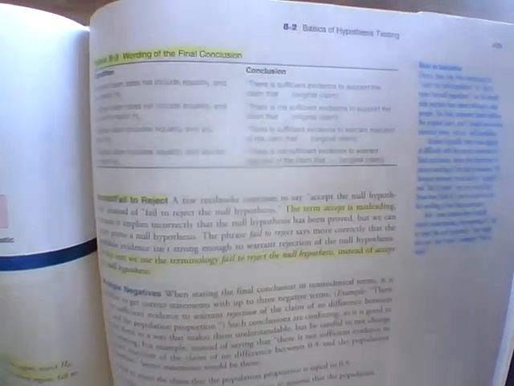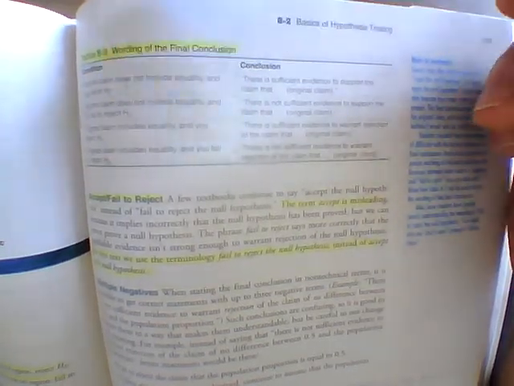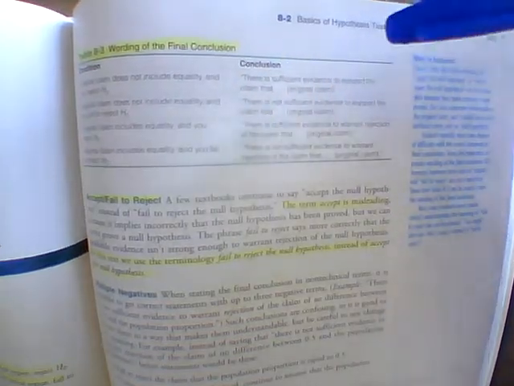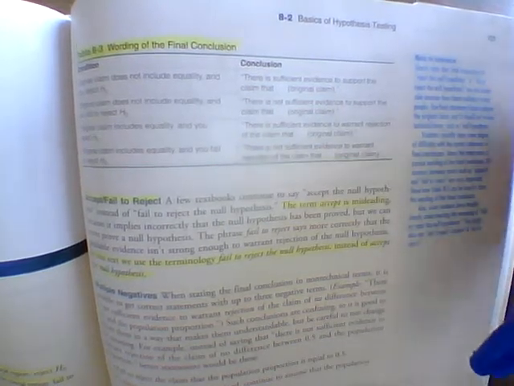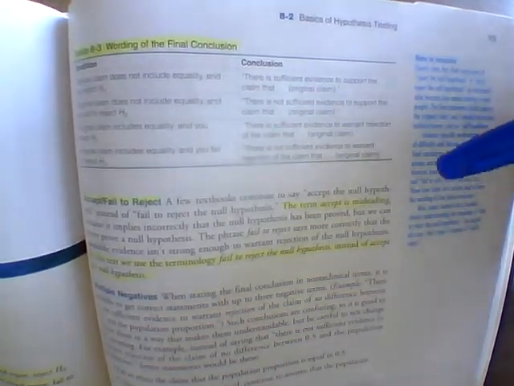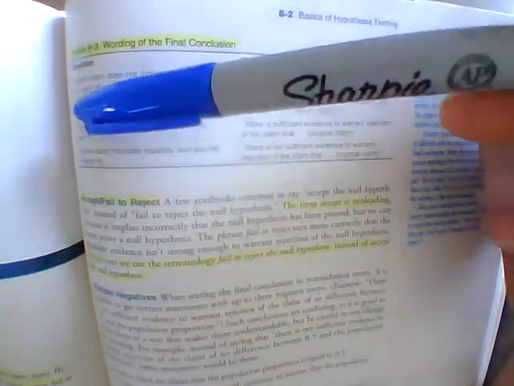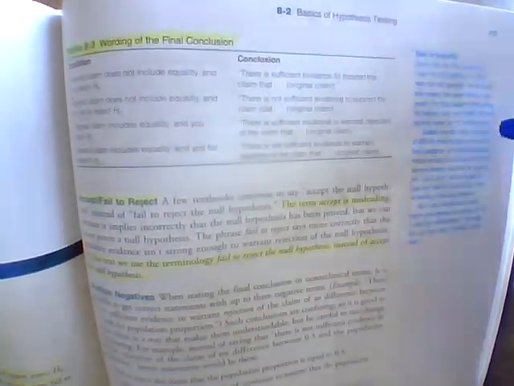Okay, so table 8.3 right here gives us some nice words to go with this. So we start talking about the original claim does not include equality and you reject the null hypothesis. So there is sufficient evidence to support the claim. So we're supporting the claim because the claim we're actually referencing was part of our alternative hypothesis. Okay? Once again, the original claim does not include equality and you fail to reject. So there is not sufficient evidence to support the claim.